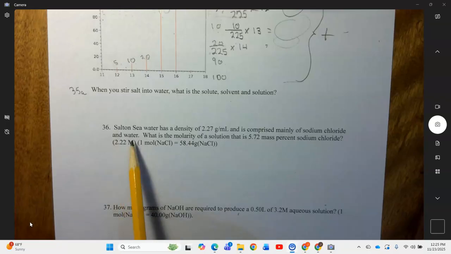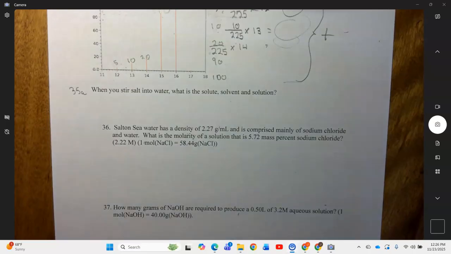All right, now this is solution stoichiometry. It's my favorite stoichiometry problem because it ties a lot of things together. So solid seawater has a density of 1.27 grams per milliliter and is comprised mainly of sodium and chloride and water. What is the molarity of a solution of 5.72 mass percent sodium chloride?